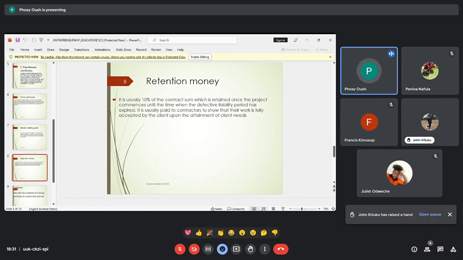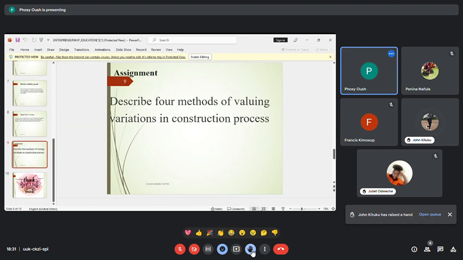So, as you aspire to be upcoming engineers, try to put these things into consideration. And before we end our session, I would like you to go and do this assignment in your respective groups. Describe 4 methods of valuing variations in the construction process. I would like to wish you a nice time and a nice weekend as you prepare for your next session. Thank you.